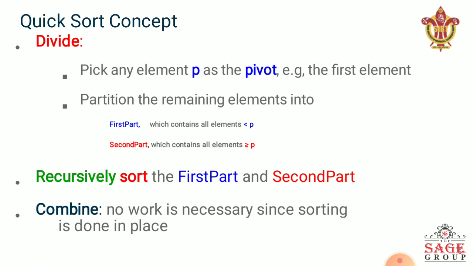Here one concept of divide and conquer is not needed, which is combine, because when we divide our problem into first and second part, the result is already in sorted form, so there is no need to combine the solutions. The final solution is already in combined form. So no work is necessary, since sorting is done in their respective places.